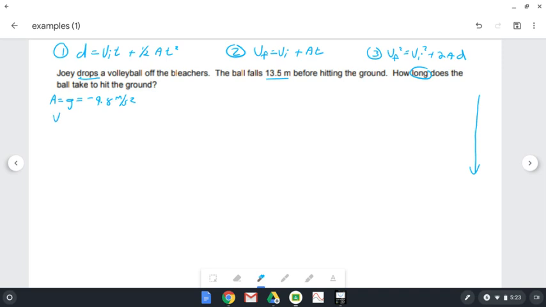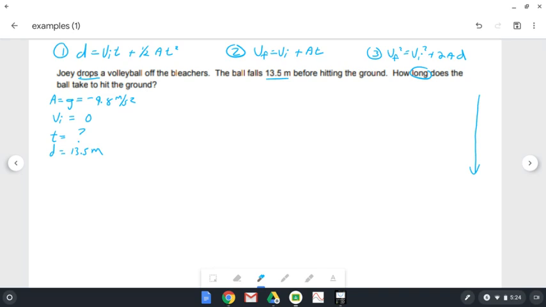We do know that Joey is dropping the object, so our initial velocity is 0. We are looking for the time it takes for the ball to reach the ground. And then we do know the distance that it goes is 13.5 meters.